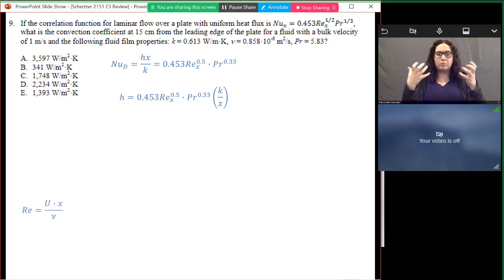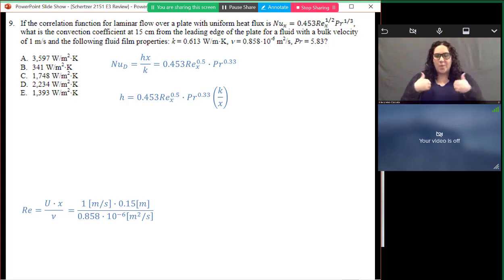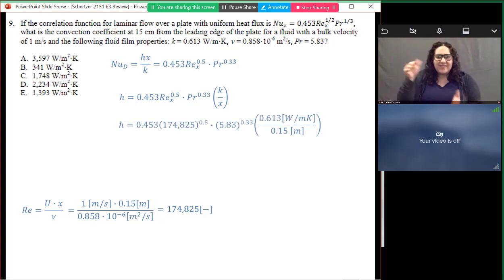The thing that I don't know is my Reynolds number, so I have to use an expression for Reynolds number. I put data into my calculator, and I get almost 175,000. Well, I guess it's not that large. When I said very large, I was thinking about flow through a channel, but this is over a plate, so that Reynolds number is actually not that big.